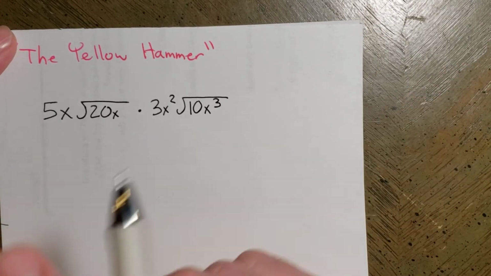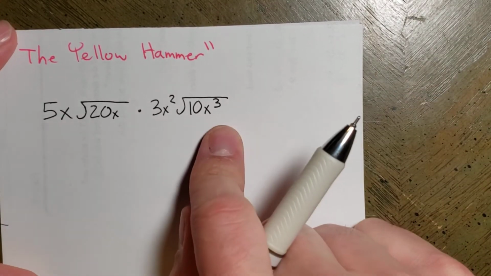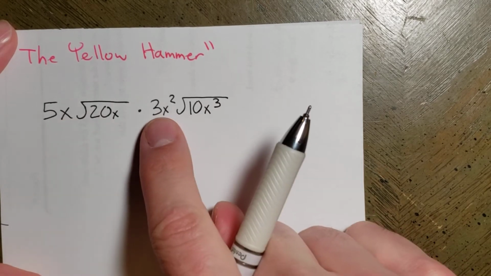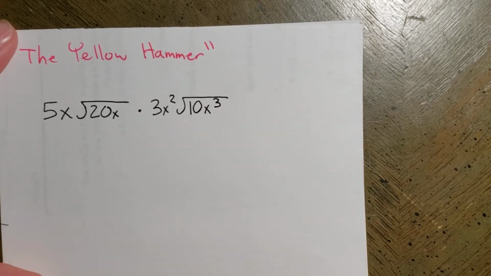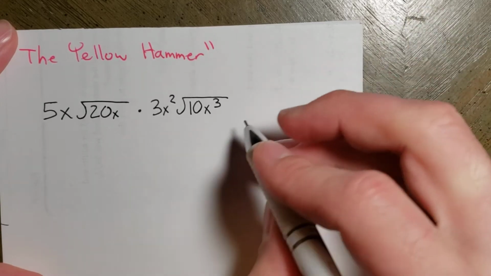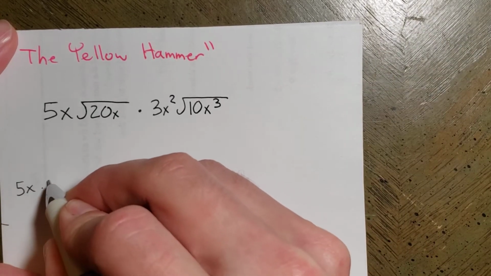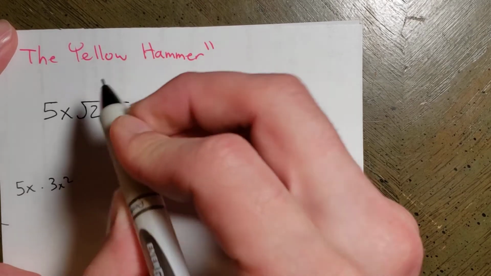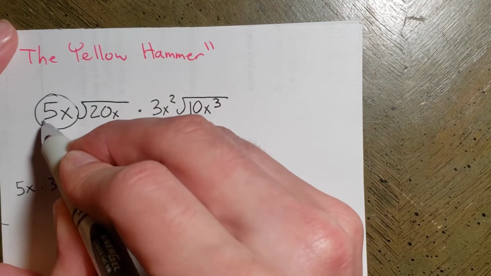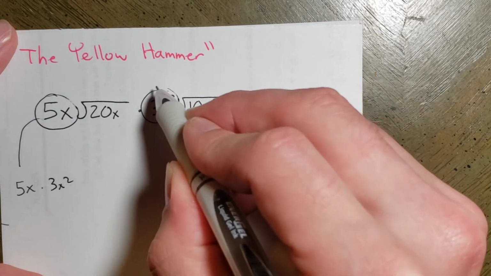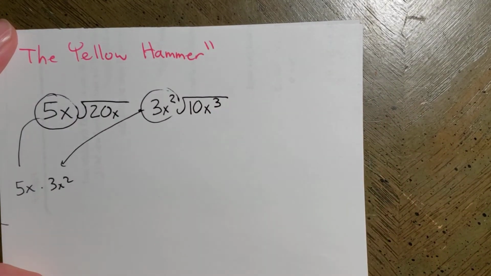First thing that I do, we've got to multiply these two radicals. The 5x and the 3x squared are already outside the radicals, so I'm going to save those for later. So I'm going to have a 5x times a 3x squared. If you're already outside the radicals, save those for later.